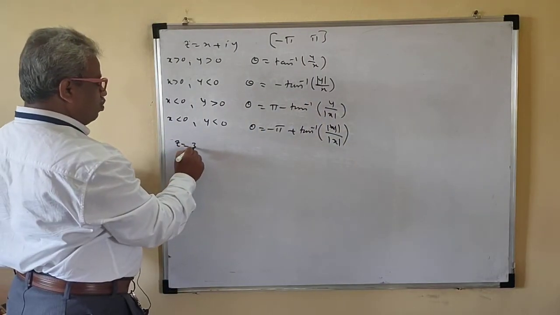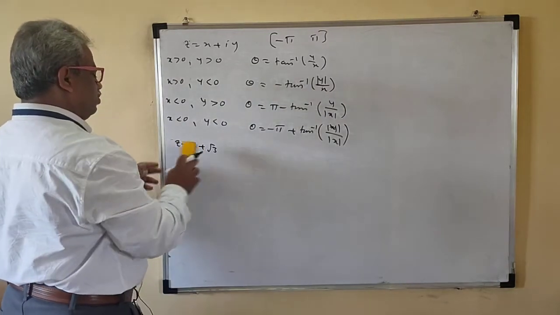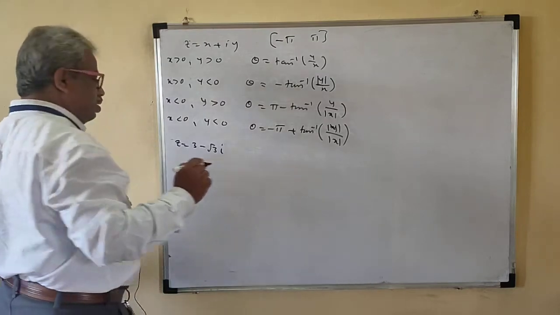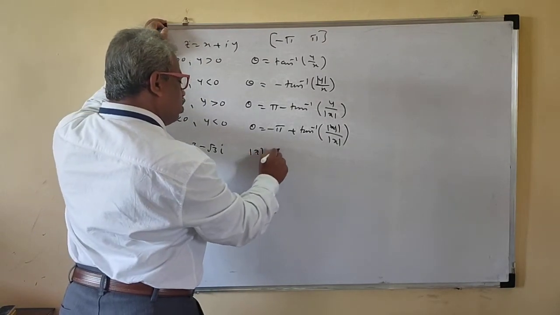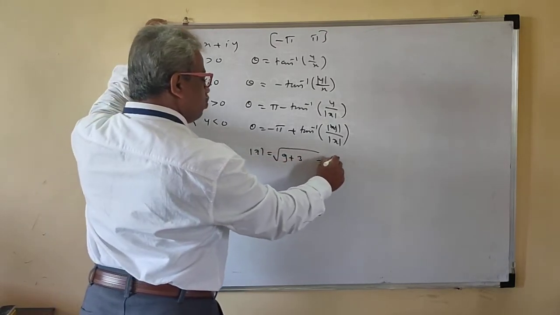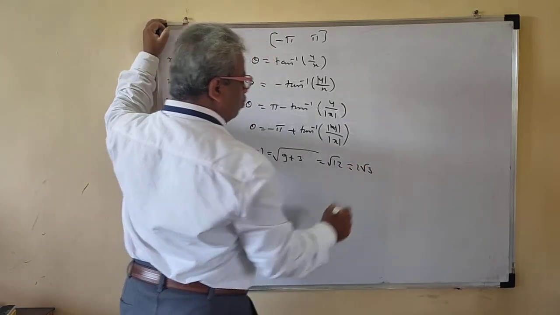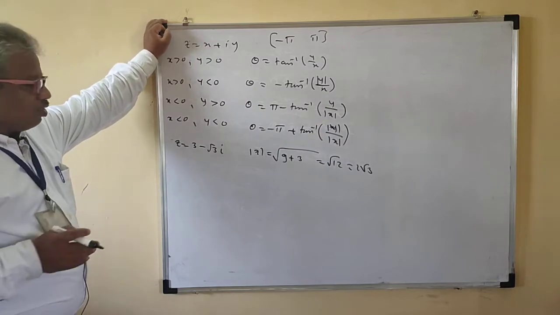Suppose your z is equal to 3 minus root 3i. So what is your mod z? Mod z is equal to what? 3 square is 9, then plus 3, so this is root 12. Root 12 means 2 root 3. Or you may keep it as root 12, but you have to check the options.